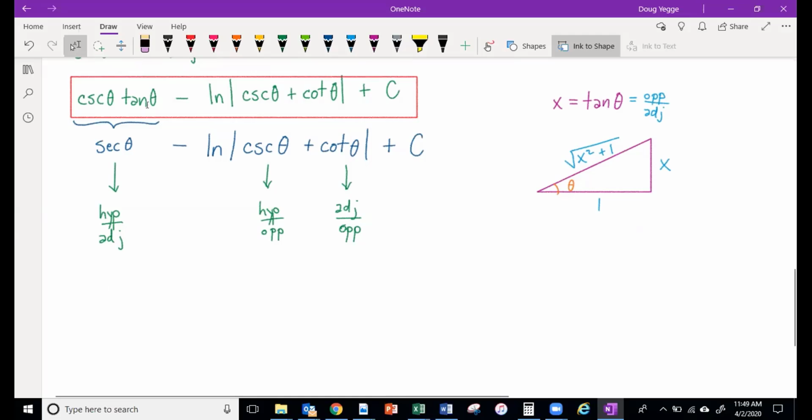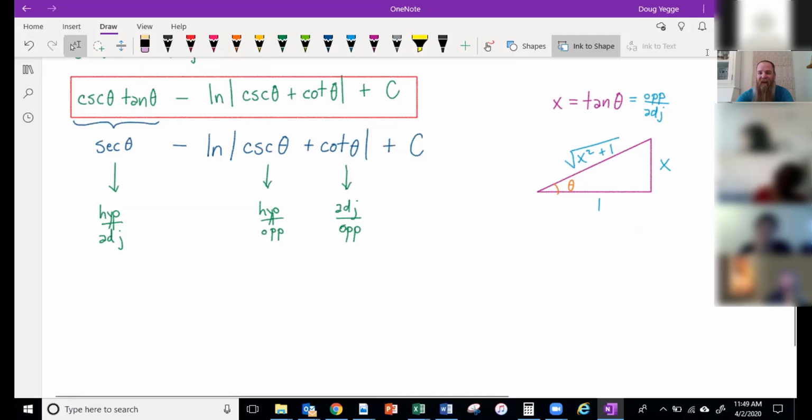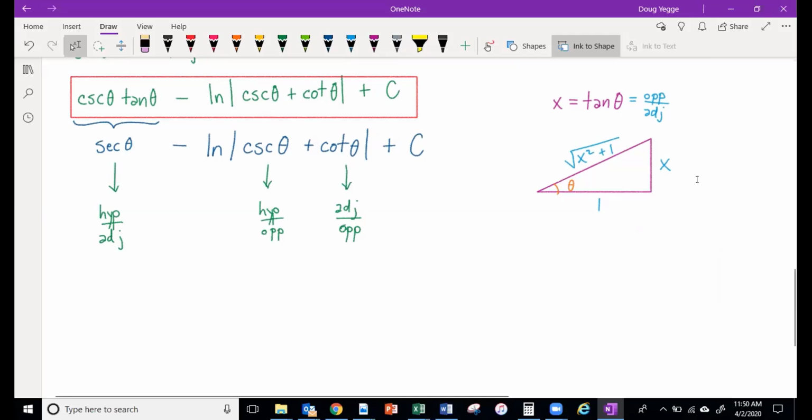I mean, you could say secant of tan inverse of x minus ln of cosecant of tan inverse of x plus cotangent of tan inverse of x. That is ugly. Not only does it involve trig functions, it involves inverse trig functions, and it involves trig functions of inverse trig functions that are hidden inside of logarithms. So even though that is technically correct, it's not typically the way that you do things with trig substitution, because there's always a corresponding triangle.